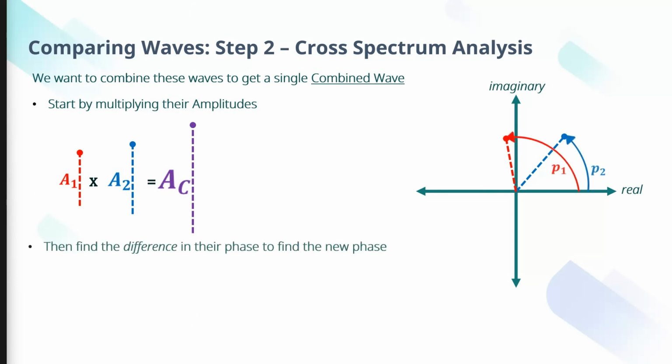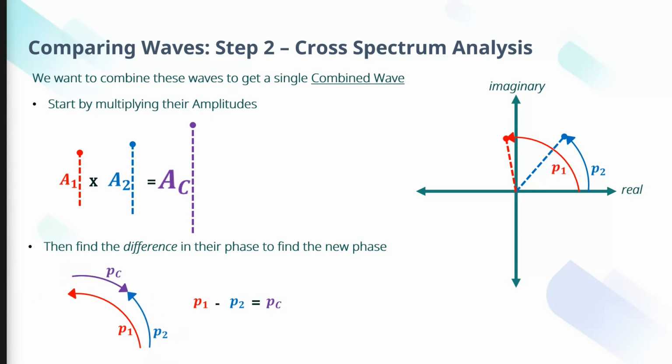Next, we're going to find the difference in their phase. So the phase is just that angle. We're saying the angle from the real axis. You can see this P1 is pretty large. P2 is about half of it. And all we need to do is find the difference to get the new phase of our new combined wave. So we write that as phase 1 minus phase 2. And what you can note here is that if their phases were really similar, if we had almost equal phase 1 and phase 2, that combined wave phase is going to be really small. So that small phase is going to correspond to really in sync frequencies.